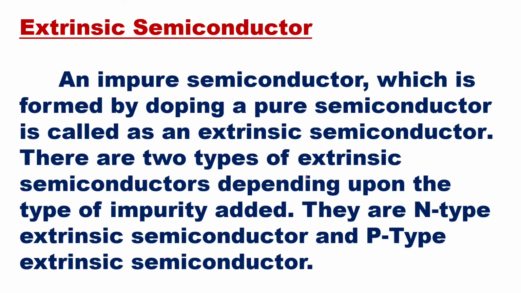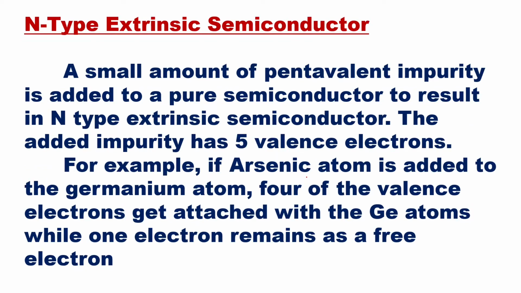An impure semiconductor which is formed by doping a pure semiconductor is called an extrinsic semiconductor. There are 2 types of extrinsic semiconductors depending upon the type of impurity added. They are called N-type extrinsic semiconductor, because you are adding pentavalent impurity, and P-type extrinsic semiconductor because you are adding trivalent impurity. Then what is N-type semiconductor?